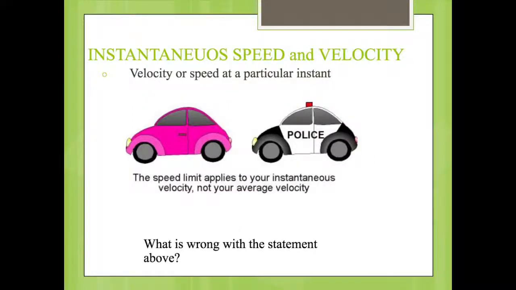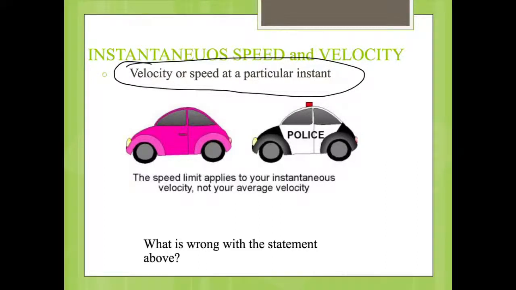If you take a look at this little picture here, we do want to discuss instantaneous speed and velocity. And that is just the speed or velocity at that absolute particular instant. When you look at the speedometer of your car, it's telling you your instantaneous speed, which is the speed at that moment. In fact, when a police officer clocks you, he's checking your instantaneous speed.